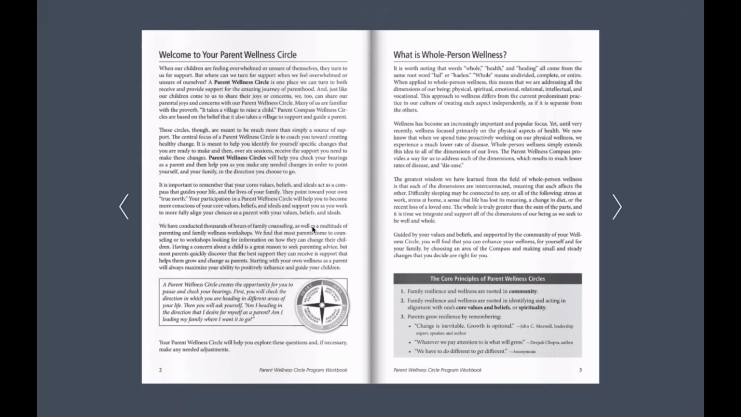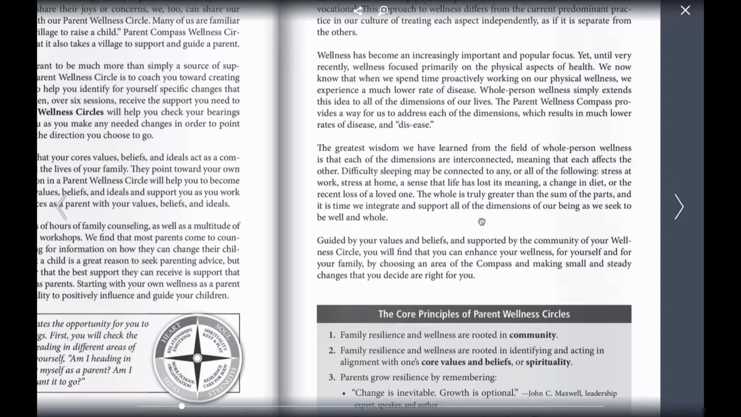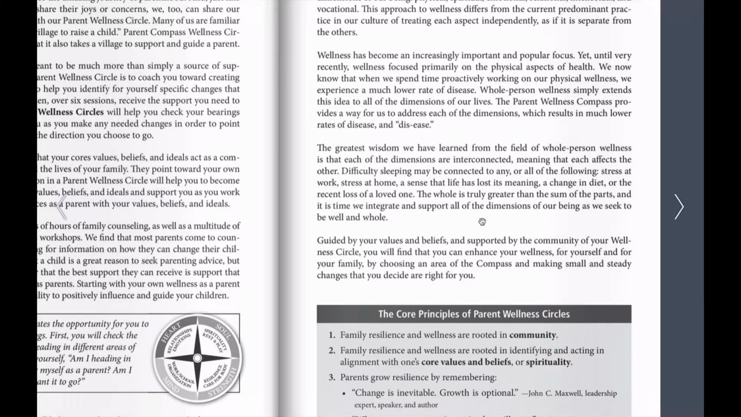What is whole person wellness, which is on the right-hand side of the page? The idea is that everything is connected. We have 8 areas of wellness, and they are all interconnected. As you'll see here, it says, the great wisdom we have learned from the field of whole person wellness: each of the dimensions is interconnected.